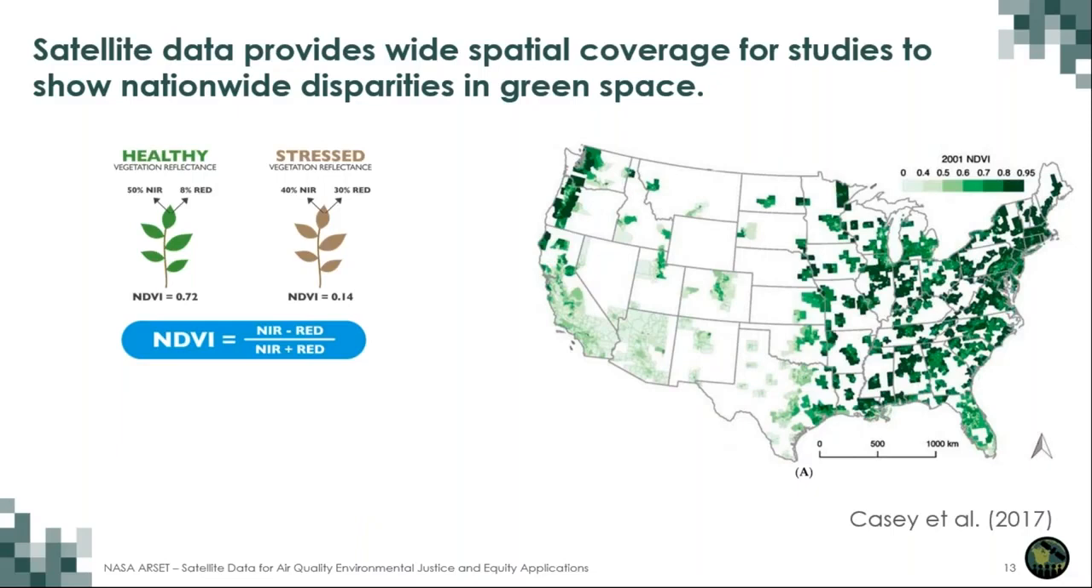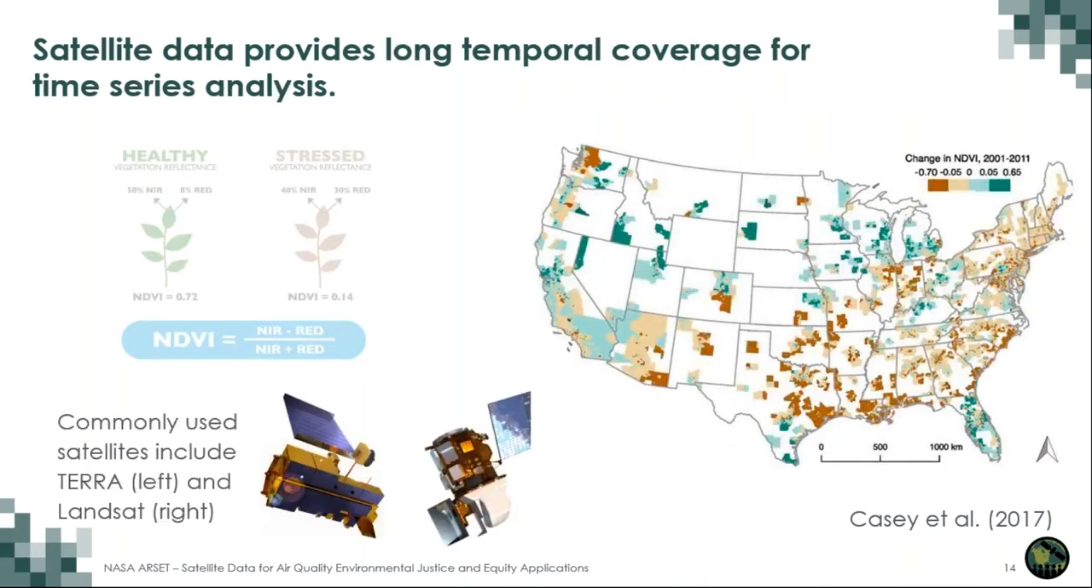Satellite data provides wide spatial coverage, enabling national studies to be performed. In one study, KCAL leveraged this to look at nationwide disparities in green space. Satellites can measure green space through a metric called the Normalized Difference Vegetation Index, or NDVI, which indicates presence and health of vegetation. Some commonly used instruments include NASA satellites Landsat and MODIS. These satellites provide a long temporal archive, enabling time series analysis, such as change in NDVI for different regions.